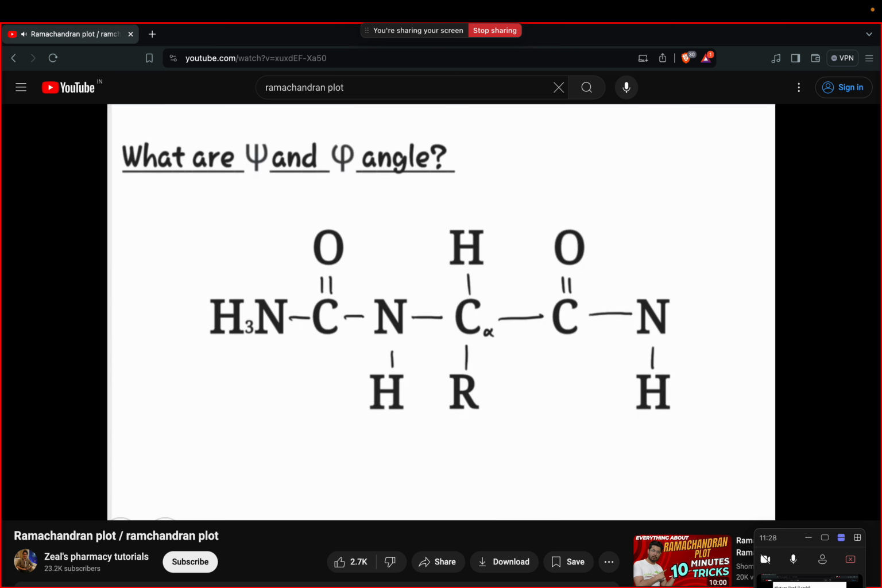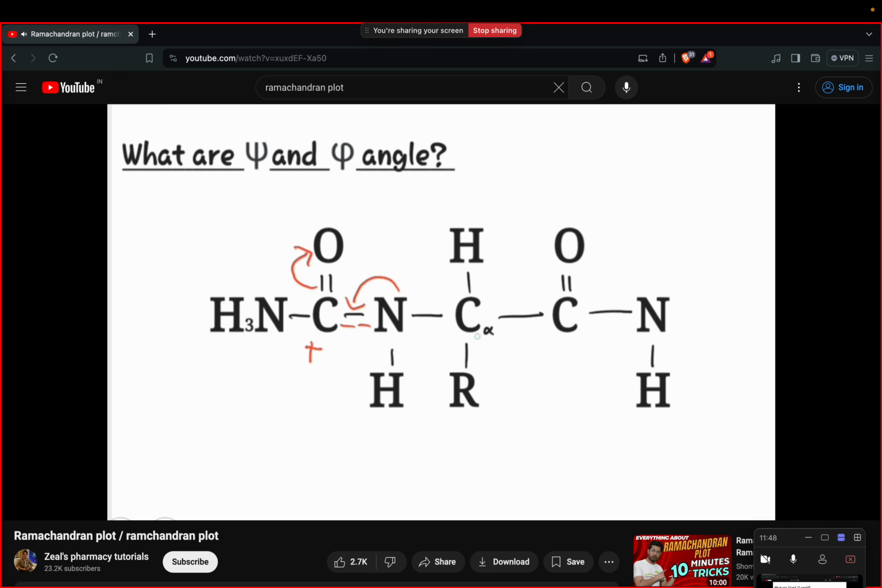So what are psi and phi angles? In this structure, oxygen is more electronegative than carbon. Hence it pulls the electron pair towards it, making carbon positive. As a result, the lone pair of nitrogen creates a partial double bond. Thus, it makes this bond rigid. The bond between C alpha and N is called the phi bond, which is free to rotate. Similarly, the bond between C alpha and C is called the psi bond, which is also free to rotate.